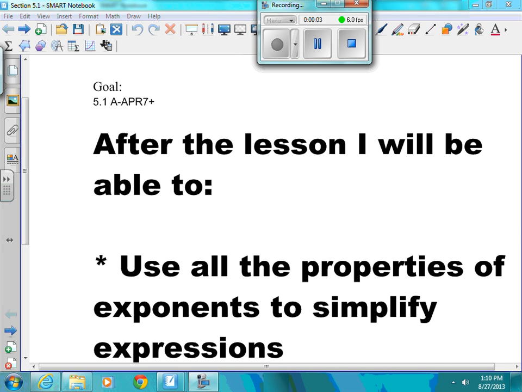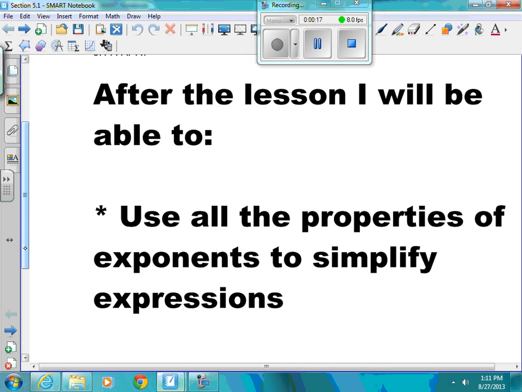Today we're going to begin our second unit, chapter 5. This chapter in general is going to deal with polynomials. In this lesson, we're going to learn how to use all the properties of exponents to simplify expressions. That's our goal for today.